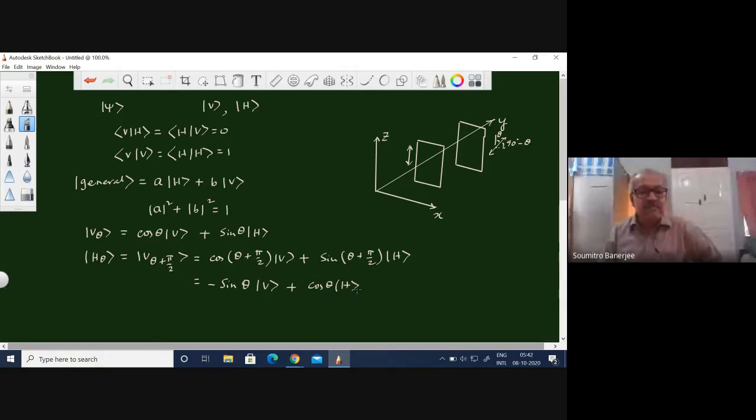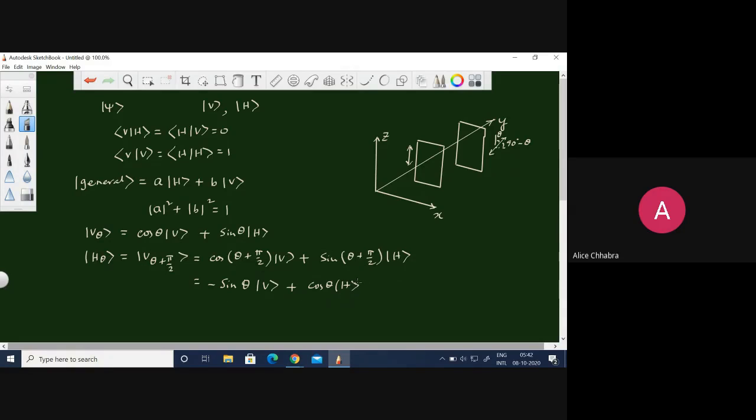Okay. Excuse me, sir. Yes? Sir, can you please explain the setup? This V theta and H theta again. What does V theta and H theta represent? Can you clear the setup again?